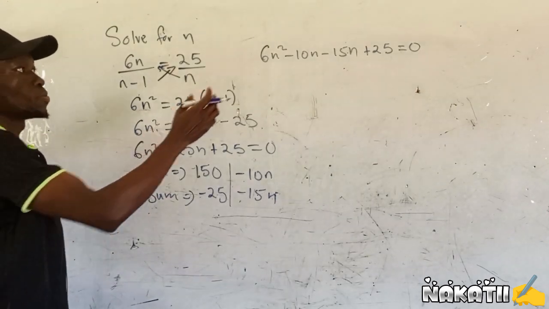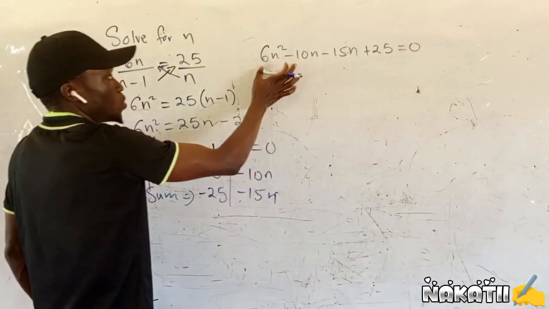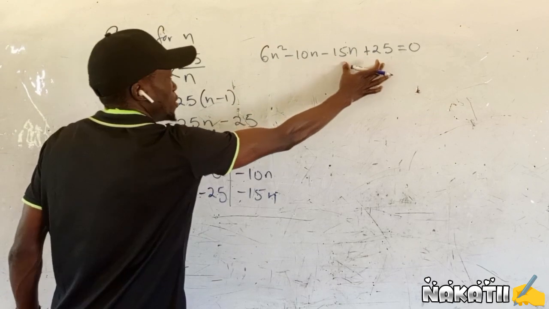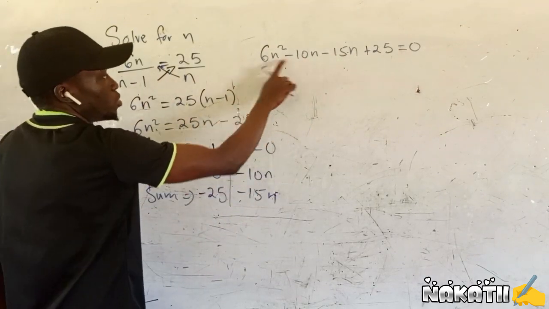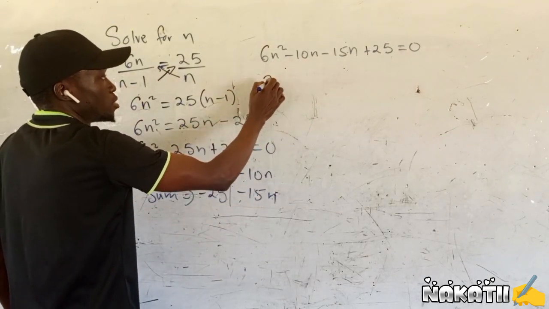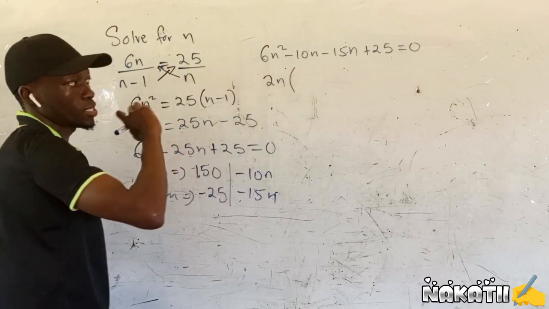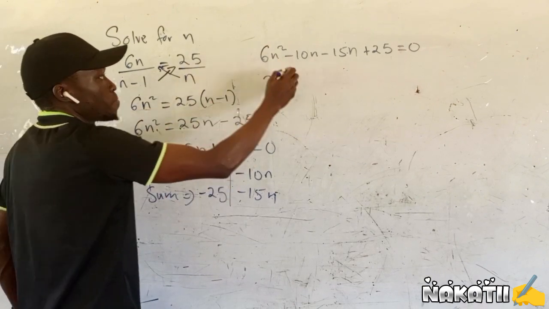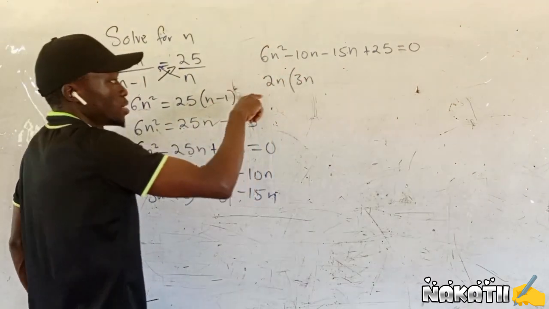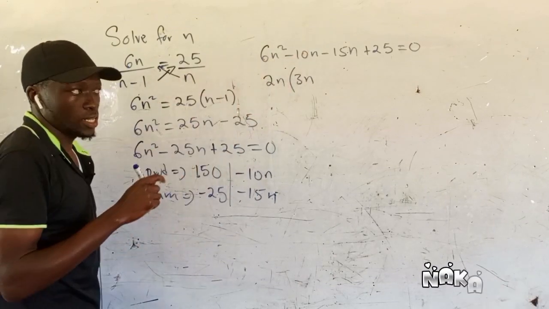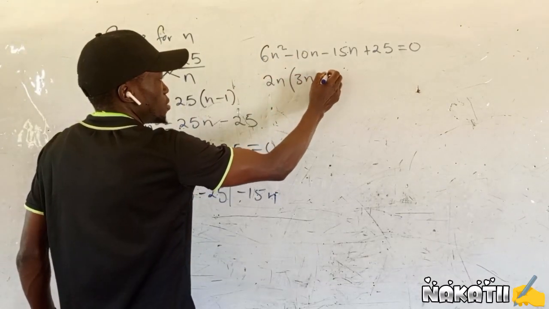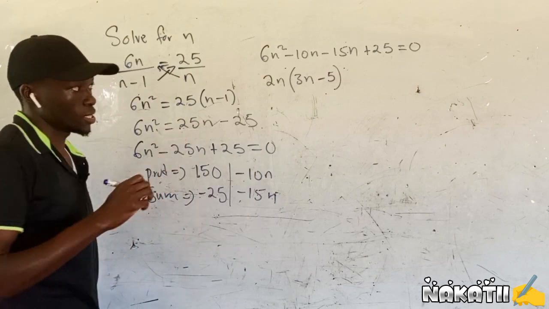Then from here, you group them into two. You check what is common between these two. It is 2n. You factor it outside. 2n goes into 6n squared, 3n. Then 2n goes into negative 10n, negative 5. You factor it like that.